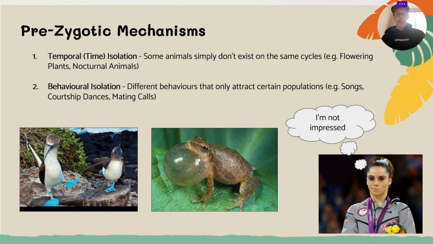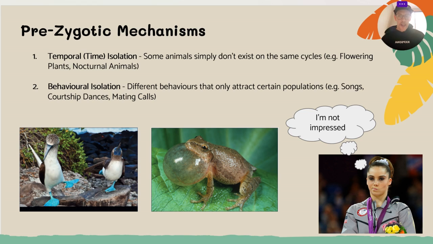So we look at things like time isolation. So maybe organisms might not exist on the same cycles, so when they're fertile. If that occurs, we might say that an owl, which is a nocturnal organism, might not want to breed with, say, a seagull, because they're not active at the same times. So those time isolation mechanisms will allow those species to remain distinctly different from each other.